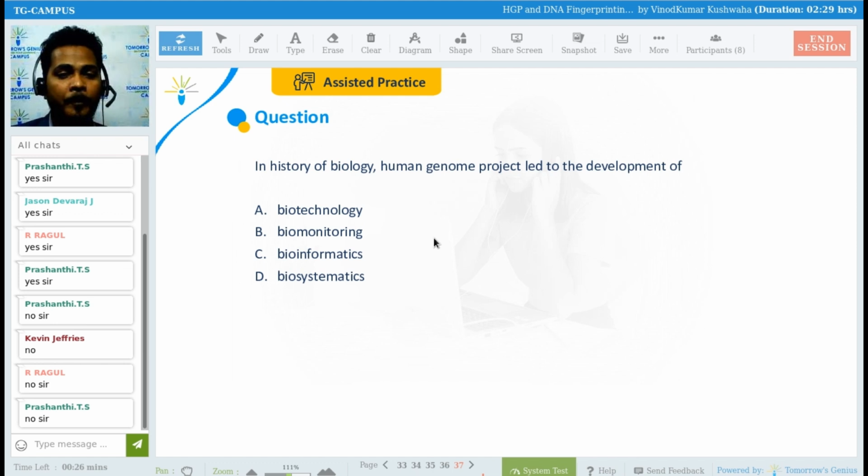I told you about computational biology, which is called bioinformatics. Yes or no? See, Rahul said A, biotechnology. No, that is not related. Biotechnology is not related to the Human Genome Project.